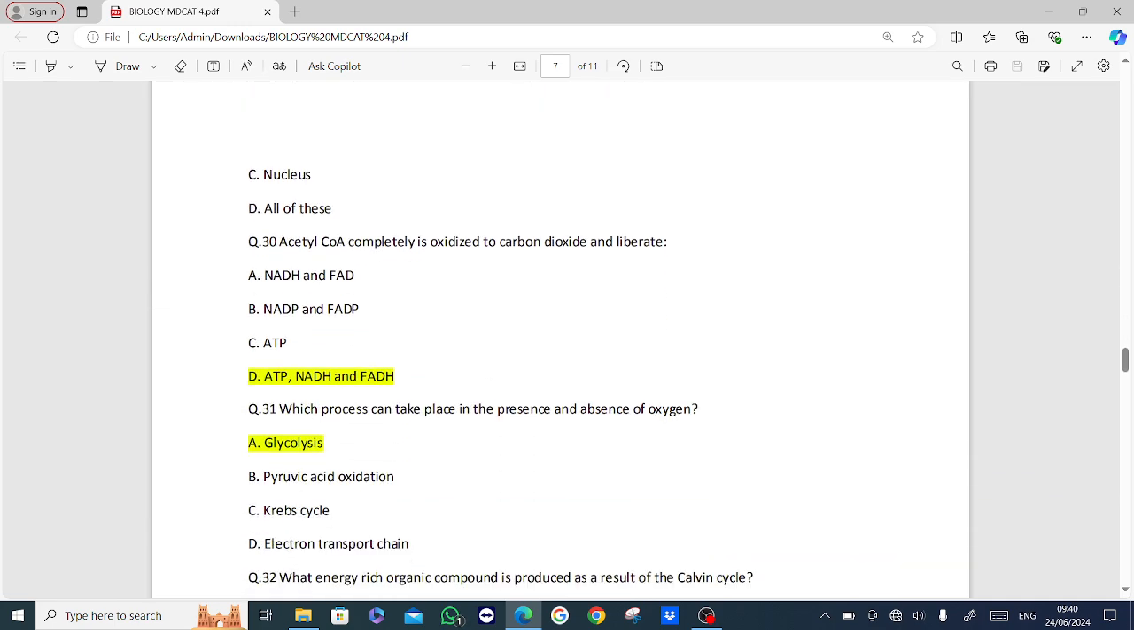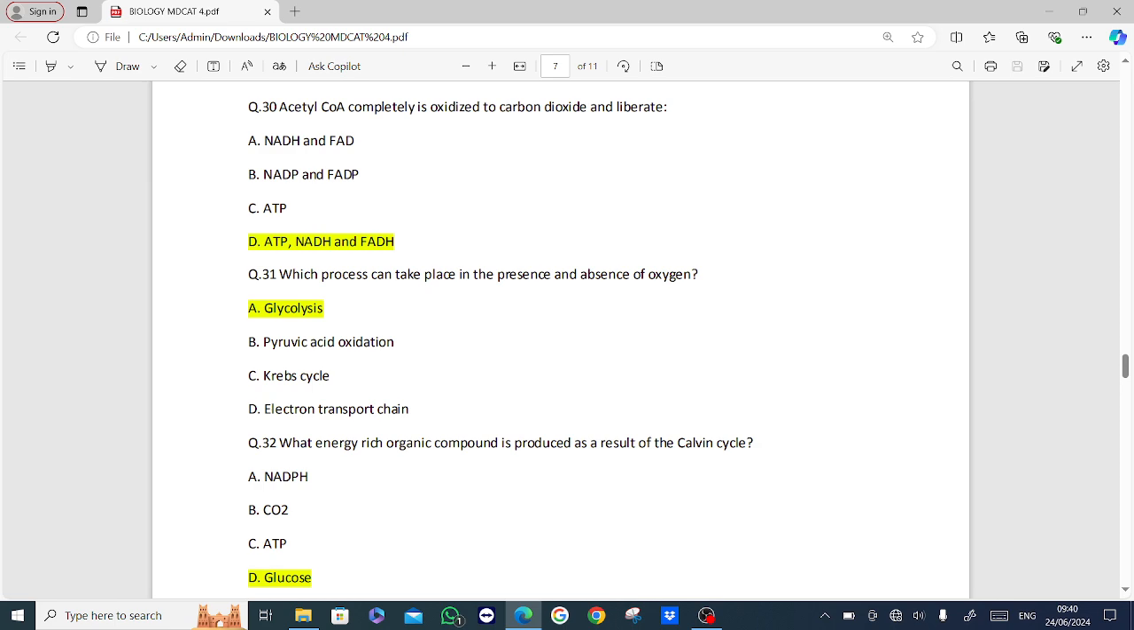Next MCQ is: acetyl-CoA completely is oxidized to carbon dioxide and liberates. Options are NADH and FAD, NADP and FADP, ATP, ATP, NADH and FADH2. Answer is option D, ATP, NADH and FADH2.